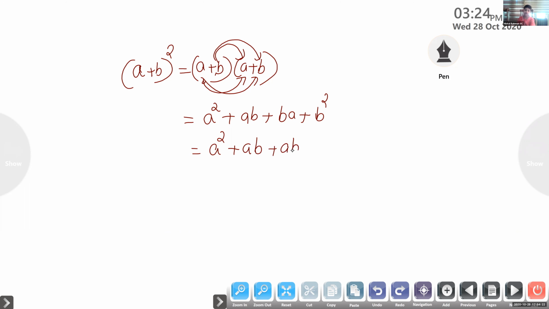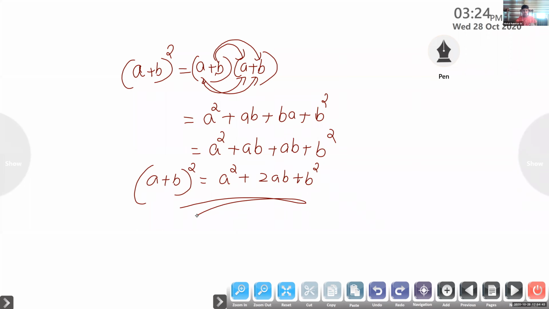We can write ba as ab, because multiplication is commutative. So this is equal to a square plus 2ab plus b square. This way also we can prove a plus b whole square is a square plus 2ab plus b square. You can write this. The other figure and all you can do as an activity that I will tell you later. So a plus b whole square equal to, write this.